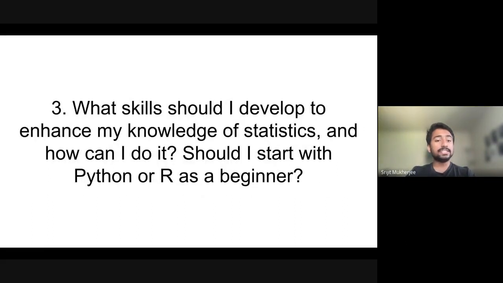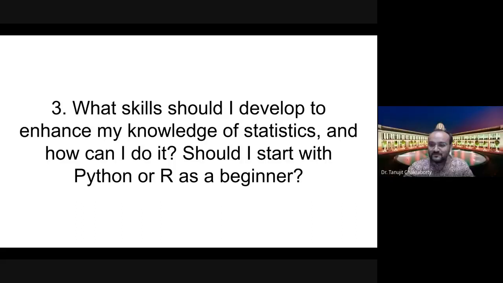What skill should I develop to enhance my knowledge of statistics, and how can I do it? Should I start with Python or R as a beginner? Tanujit? Maybe Srijit can directly answer this question, but yeah, one thing I'll just tell.